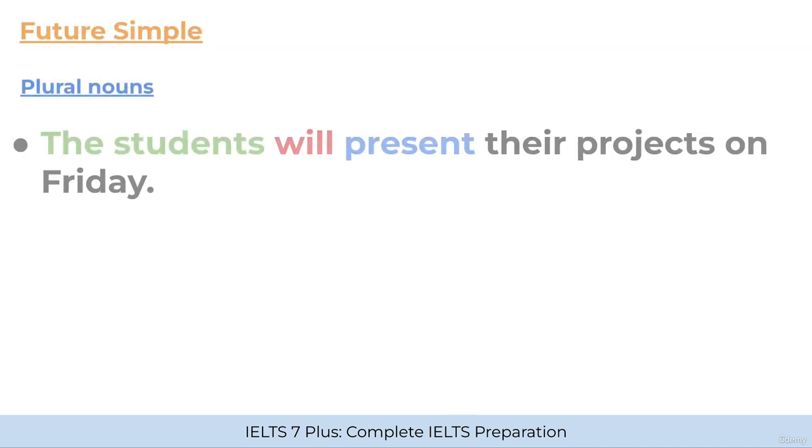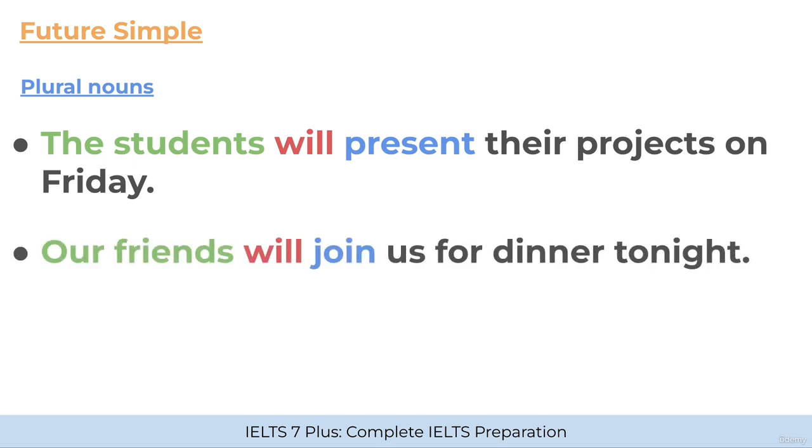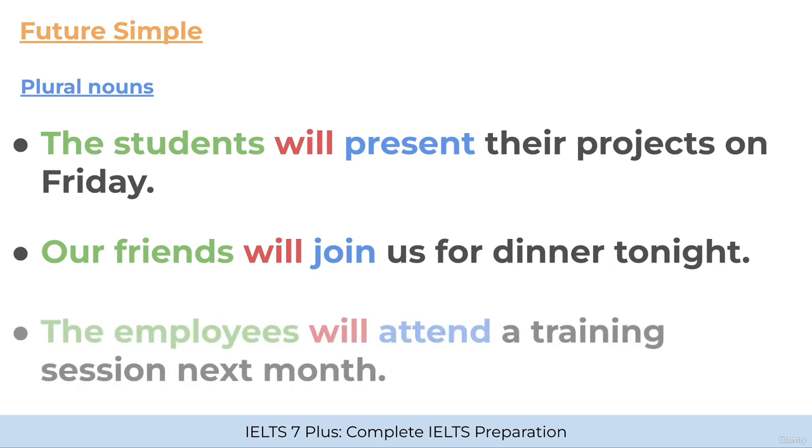Plural nouns, we've got, for example, the students will present their projects on Friday. Our friends will join us for dinner tonight. The employees will attend a training session next month. Okay, so nevertheless, plural nouns, plural subjects still follow the same pattern. So even though there's more than one student, more than one friend, more than one employee, you still follow it with will and then the base form of the verb.